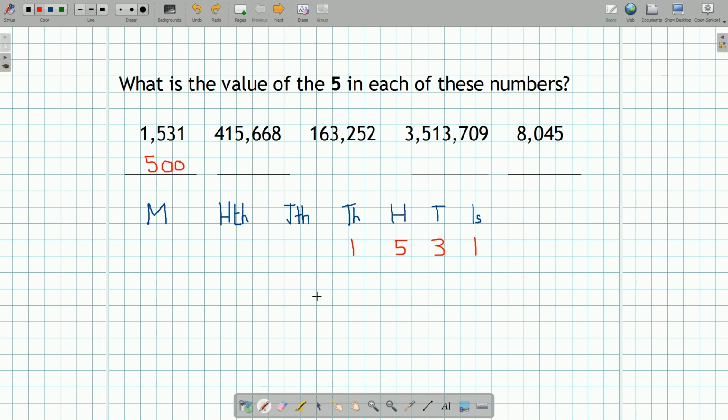Now moving on to the second number, let's label it this way in case you don't want to put anything in the wrong column, so it's probably wise to start with the ones. So I've got 8 ones, 6 tens, 6 hundreds, 5 thousands, there we go. But might as well finish off the rest of the number, 1 10,000 and 4 100,000s. So again, looking at the 5 here, I can see straight away it's in the thousands column, so it has a value of 5,000.